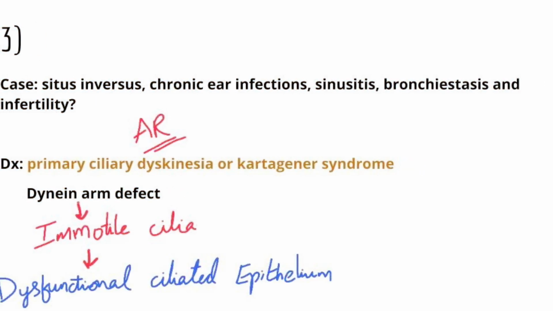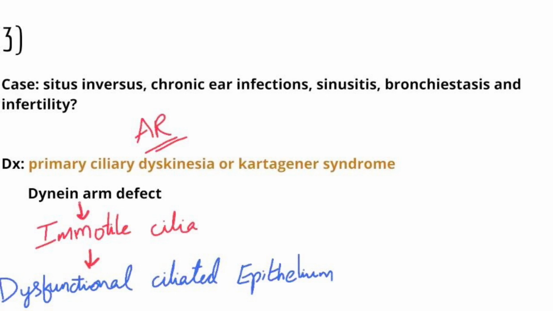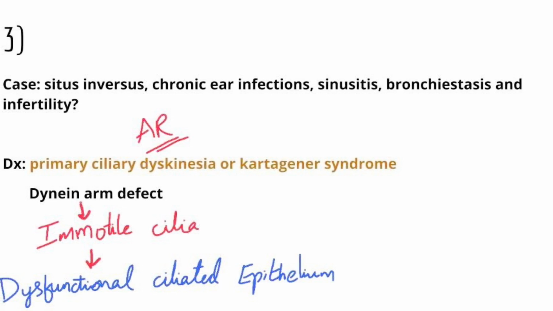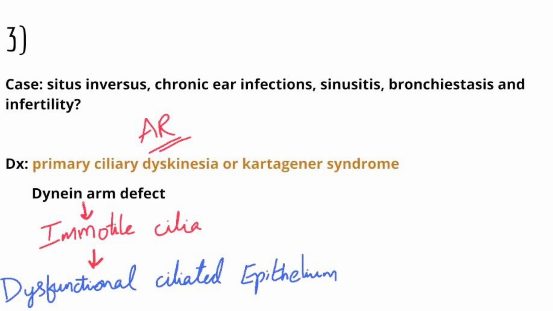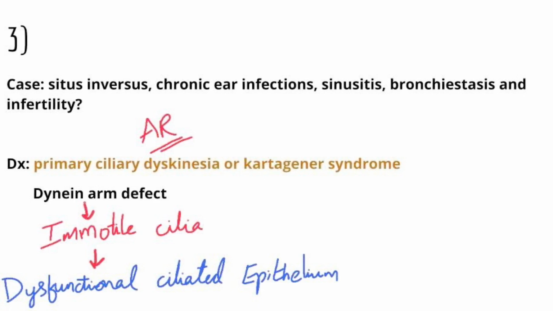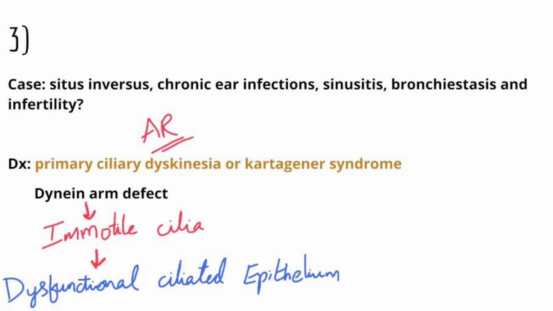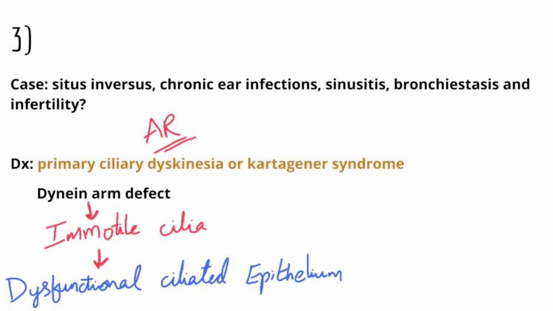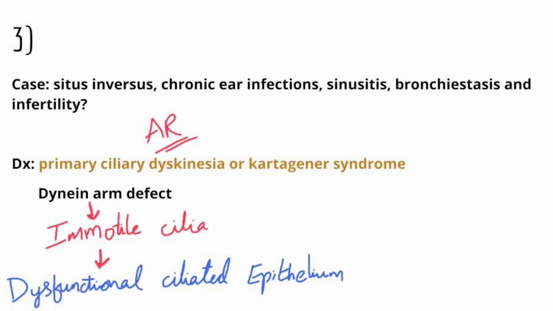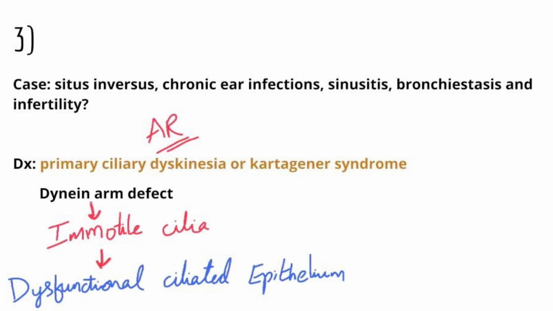As a result, there will be dysfunctional ciliated epithelium. The developmental abnormalities which are due to impaired migration and orientation lead to situs inversus, and hearing loss is due to dysfunctional eustachian tube cilia. Recurrent infections, that is most commonly pulmonary infections, and also sinusitis and ear infections.